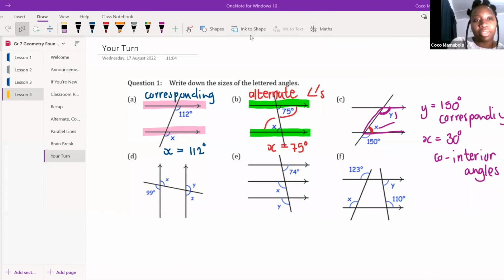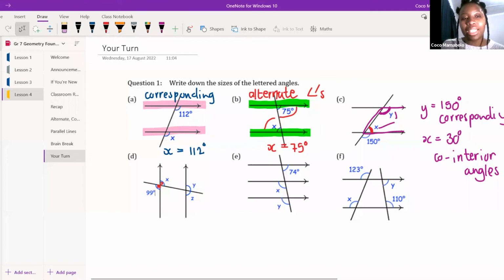I'll give you guys a little bit of a hint with this one at the bottom. Remember, these two angles are opposite each other. Okay, it has something to do with what we learned on Monday about angles that are opposite each other, and they're called something really funky. I hope you guys can remember.